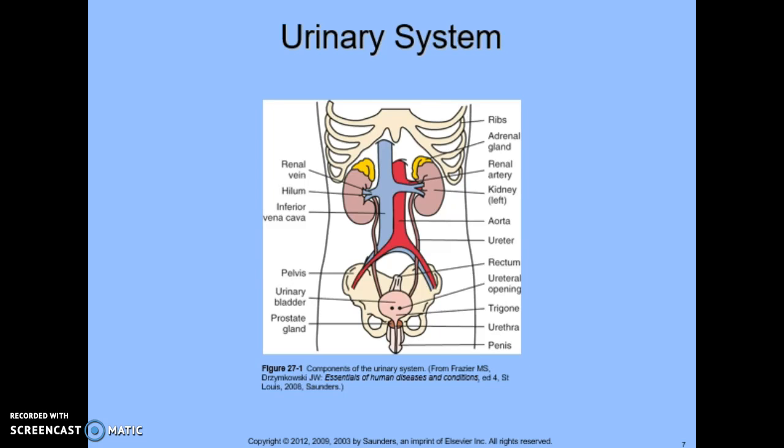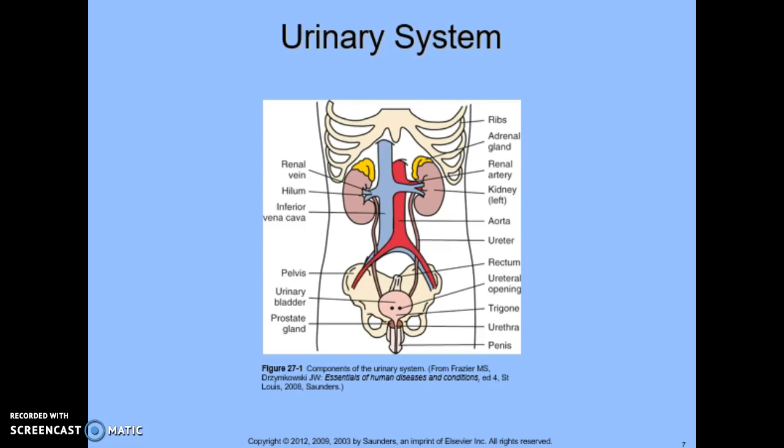So here we see an image of the urinary system. You can find this in figure 27.1. The urinary tract system is composed of two kidneys, two ureters, a bladder, and a urethra. The bladder is sufficiently full at approximately 250 milliliters of urine, and this typically prompts urination.